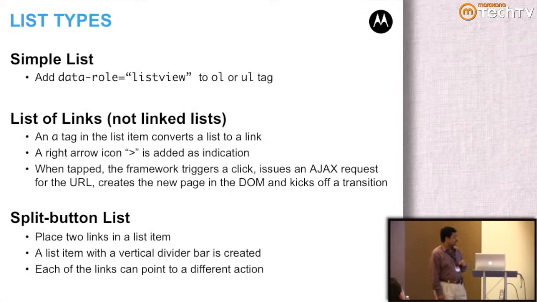There are different kinds of lists. I don't want to bore you by talking through all of these, but basically you can have simple lists, and lists with a right arrow at the end, which indicates that it has a link, it's clickable. Then I'm sure you've seen split button lists, where there is a list and a vertical divider, and you can perform two different actions depending on which segment of the list element you click on.